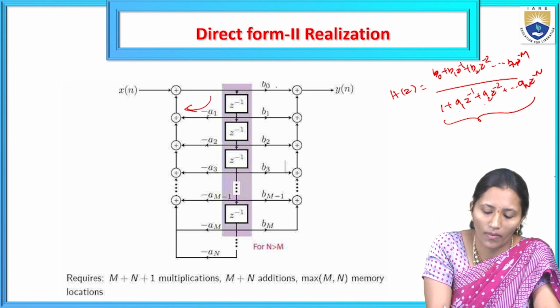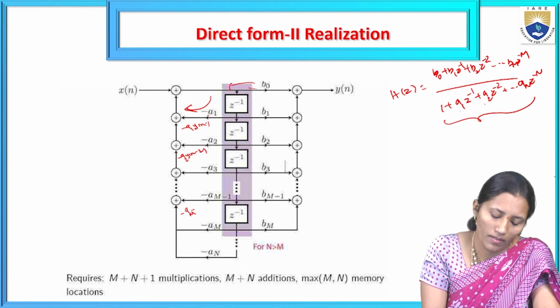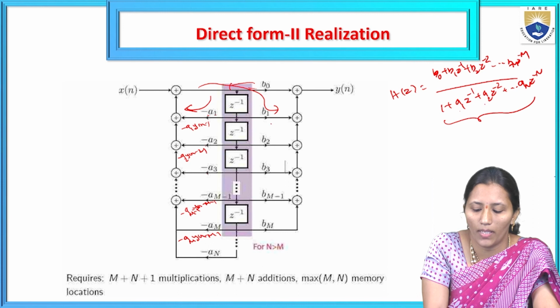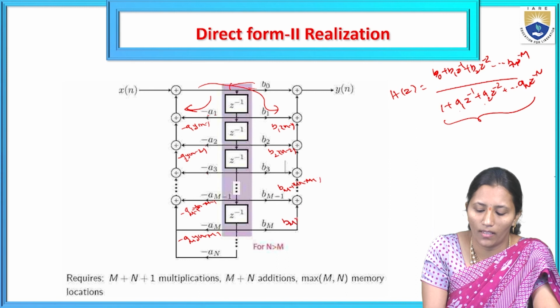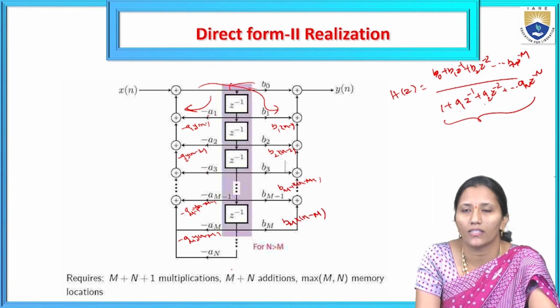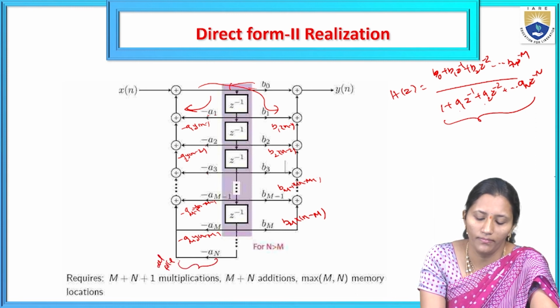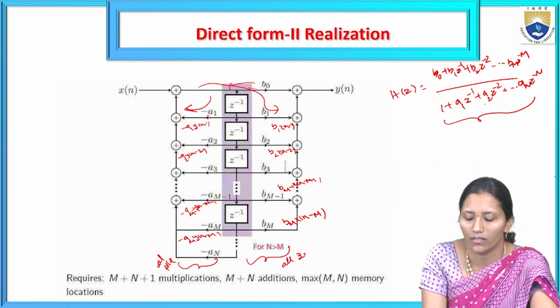So here we are going to get this y of n as minus A1 y of n minus 1 minus A2 y of n minus 2, minus Am minus 1 y of n minus m plus 1, minus Am y of n minus m. And another loop is here, B0 x of n plus B1 x of n minus 1 plus B2 x of n minus 2, and Bm minus 1 x of n minus m plus 1 and Bm x of n minus m. So we have to represent the all-pole system first, and then realize the all-zero system.